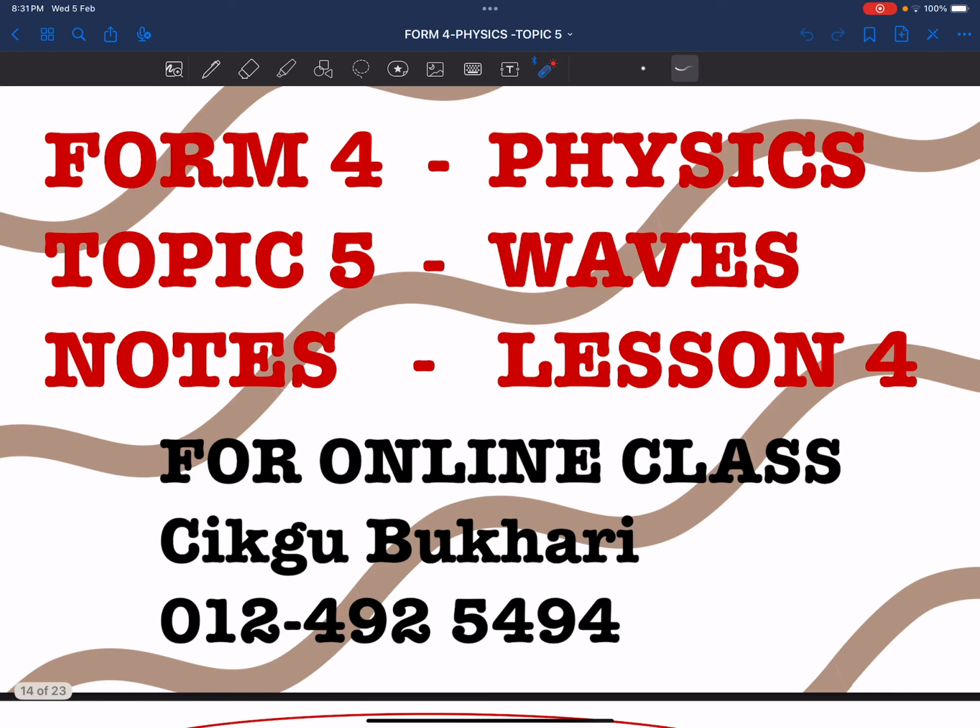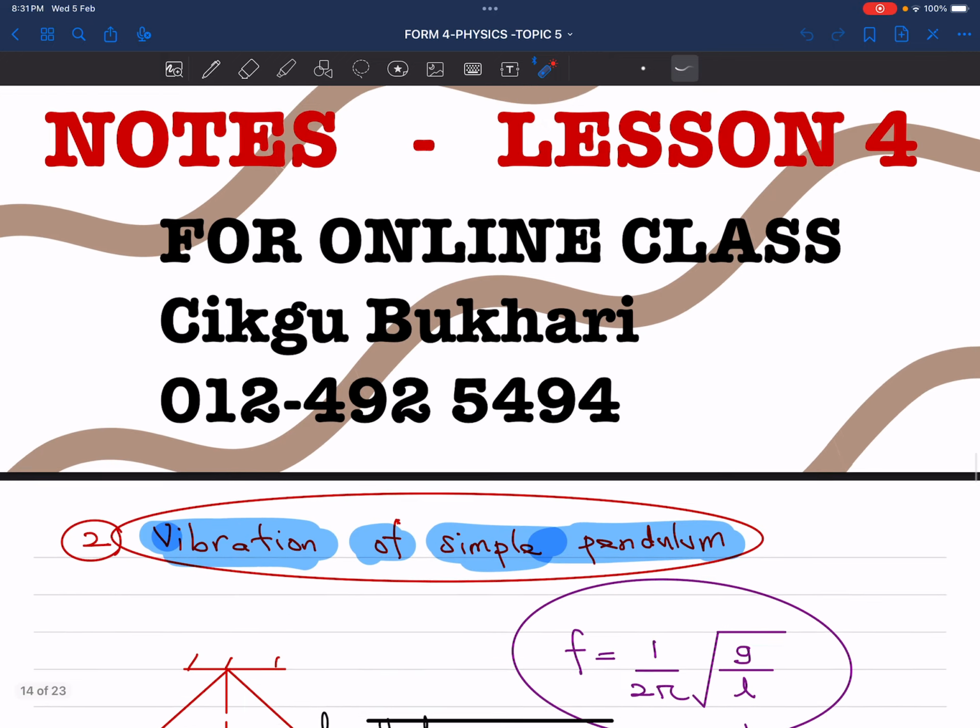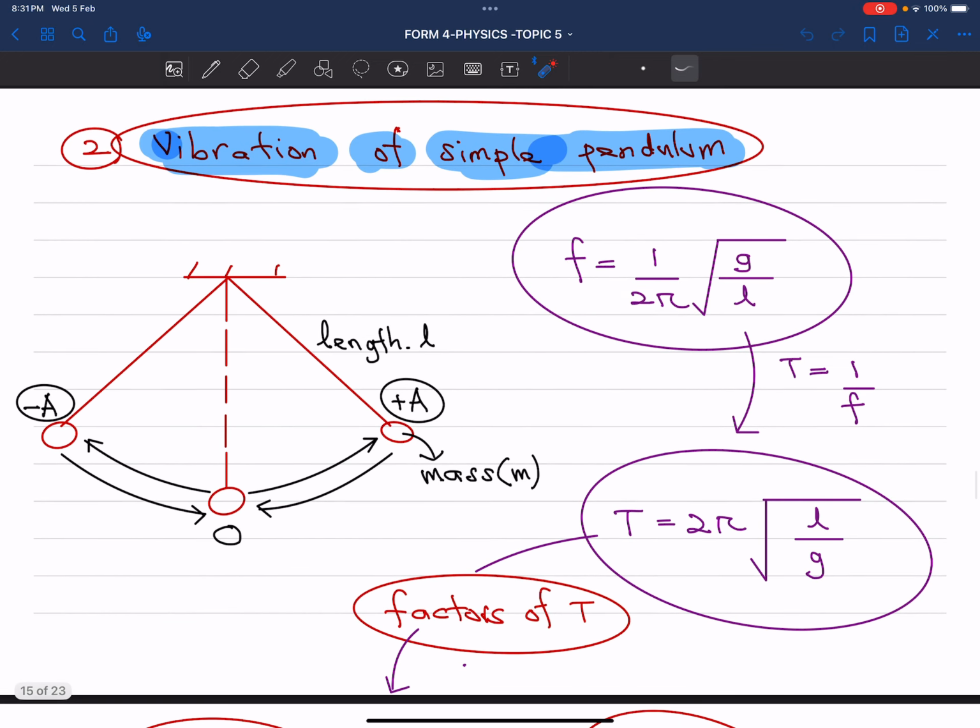Welcome, Form 4, Physics, Topic 5, Waves, Notes, Lesson 4. You must have watched Lesson 1 until Lesson 3 to understand Lesson 4. We continue on vibration. Today, we are going to look at the vibration of a simple pendulum.